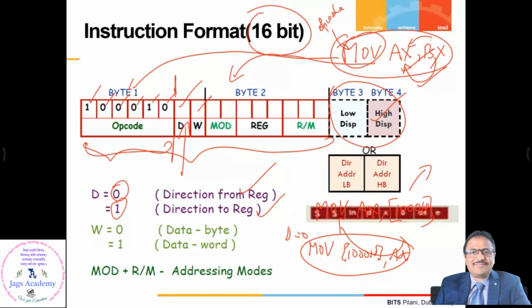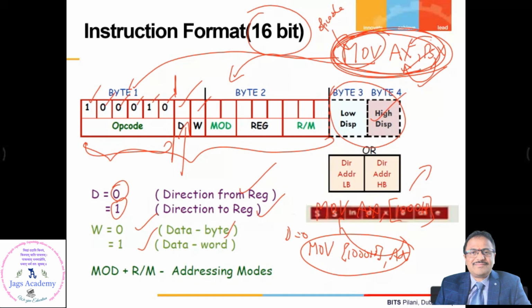W. What is W? It is 0 for byte, and 1 for word. What is the meaning of this? If the data you are using in the instruction is 16-bit, your W is going to be 1, and if it is 8-bit, your W is going to be 0. I will give an example. Can you tell me for this instruction what W is? This W bit is going to be 1.